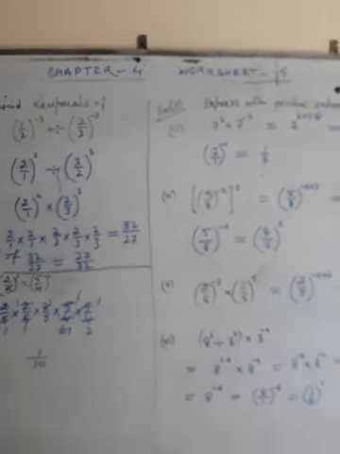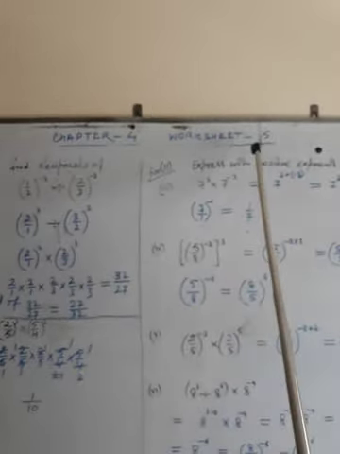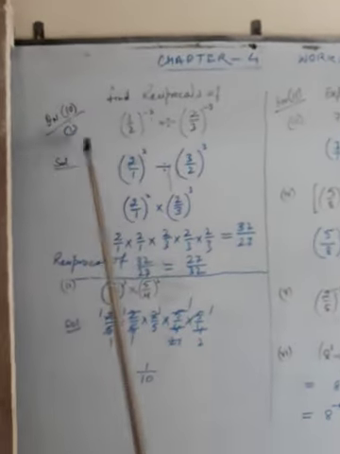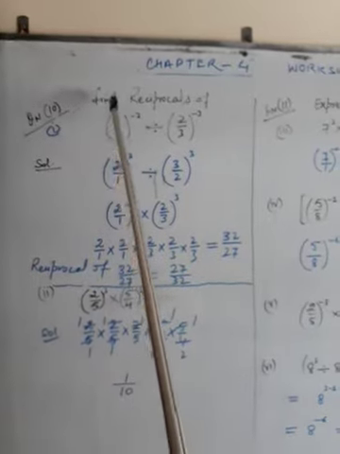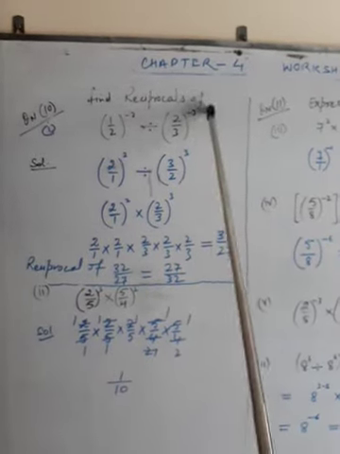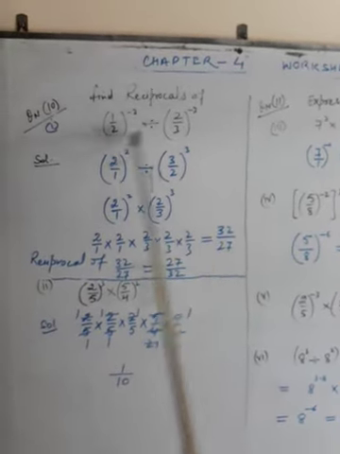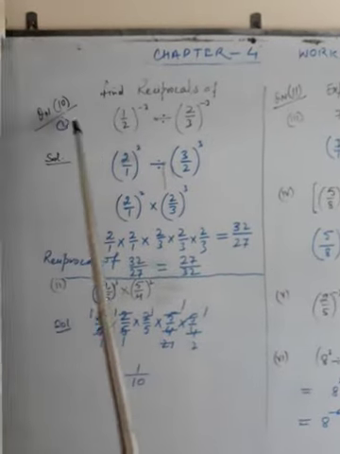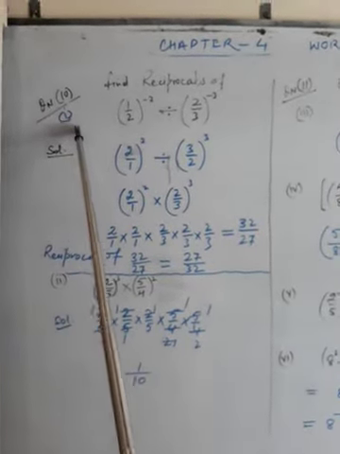Good afternoon, students. Today we are here on worksheet 5 of 4th chapter. Let us come to question number 10. In question number 10, you have to find out the reciprocals of given exponents which are provided to you. So I am going to solve the first part.